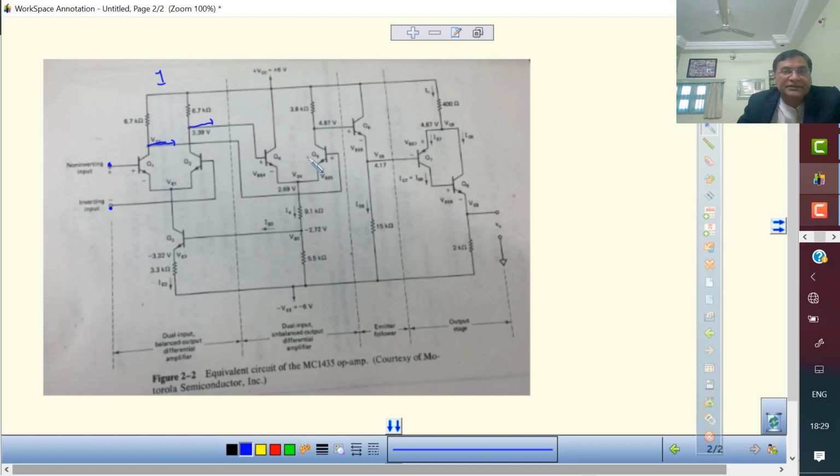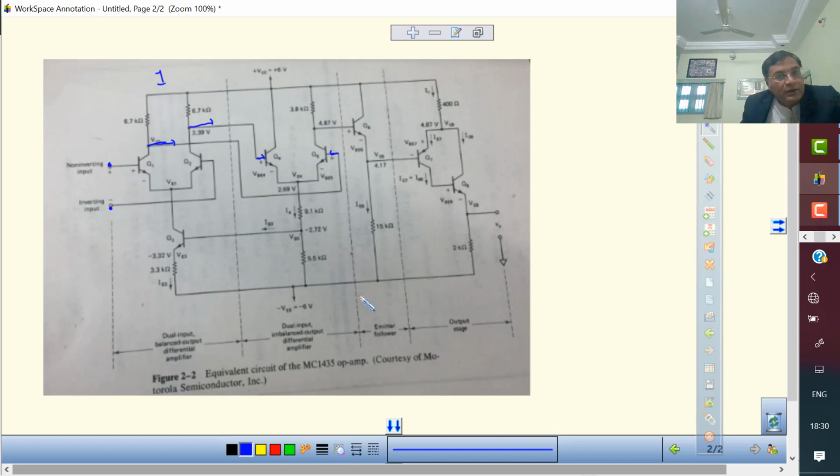Now in the second stage, one input is here and the other input is here. So again it has 2 inputs, so you can say it is dual input. But the output is from one transistor only, not from this transistor. So it is unbalanced output. So dual input, unbalanced output, differential amplifier, that is your second stage.